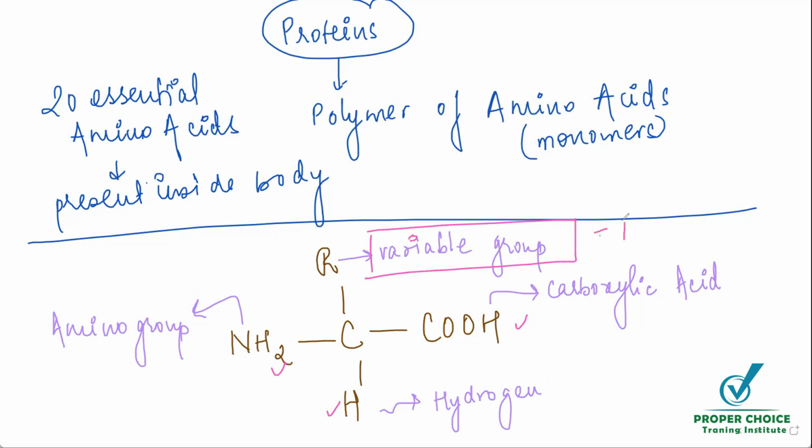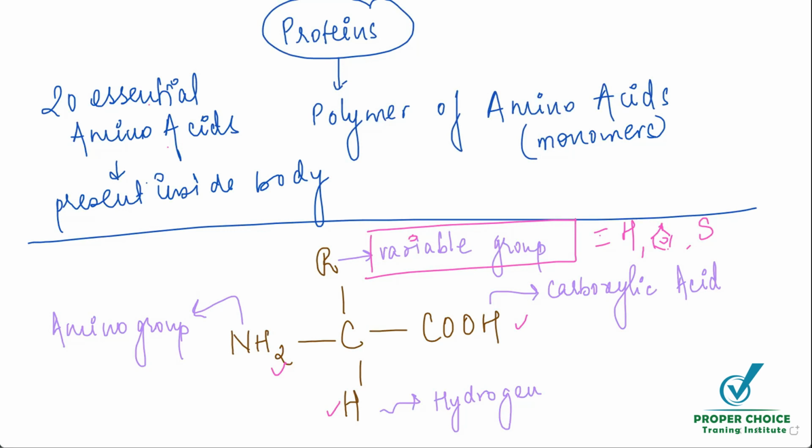Okay, in some it will be H, only simple H. In some it will be a benzene group, a phenyl group like this. In some it will be sulfur. So it is variable. Okay, and that variability makes 20 essential amino acids. Okay, so this is basically amino group, or amino acids basically. Fine. Is it making sense to you all? Yes. Okay. So 20 different amino acids are there.